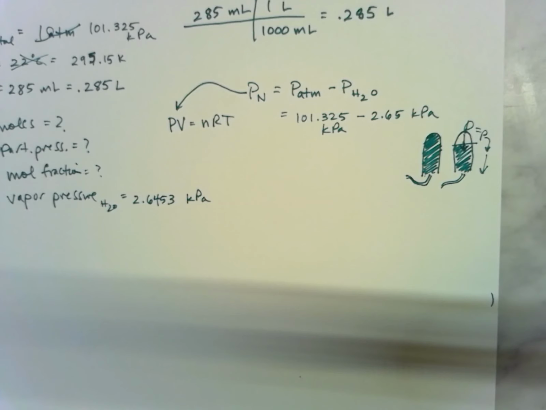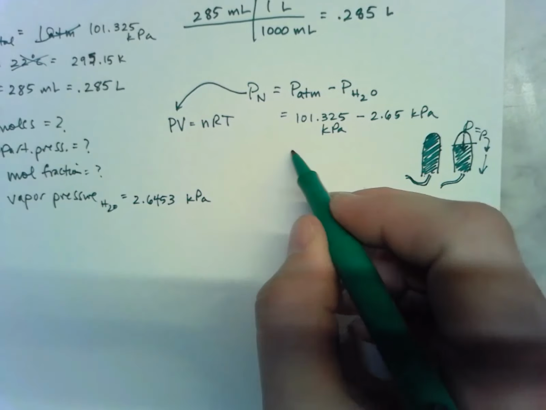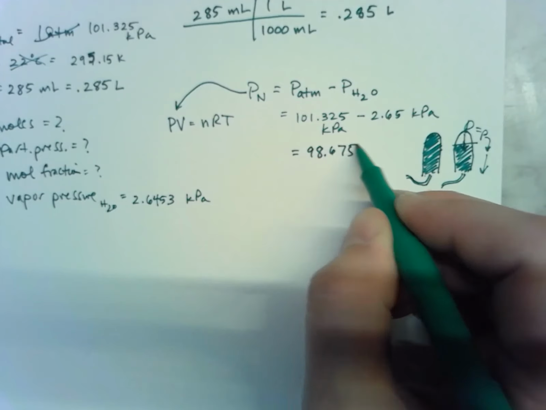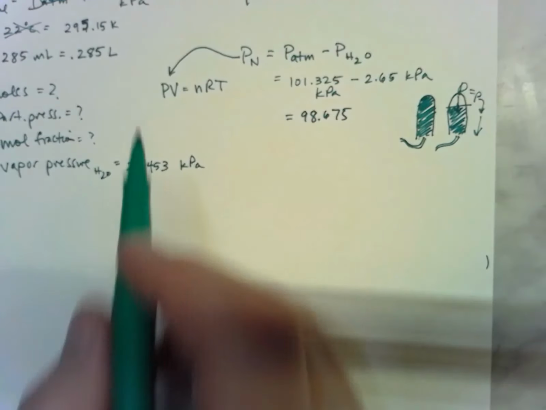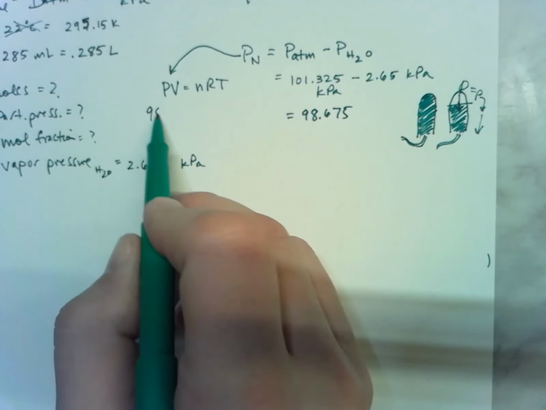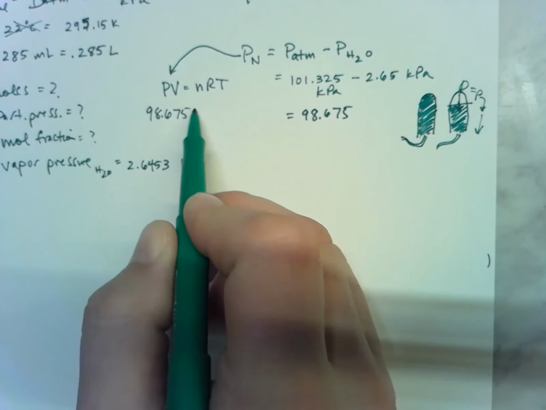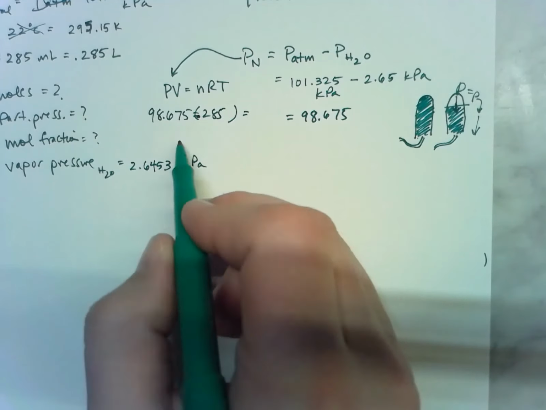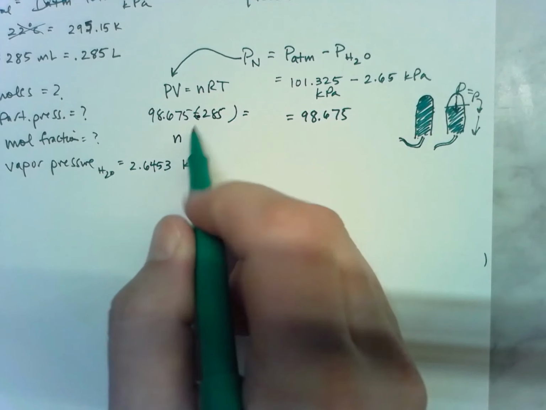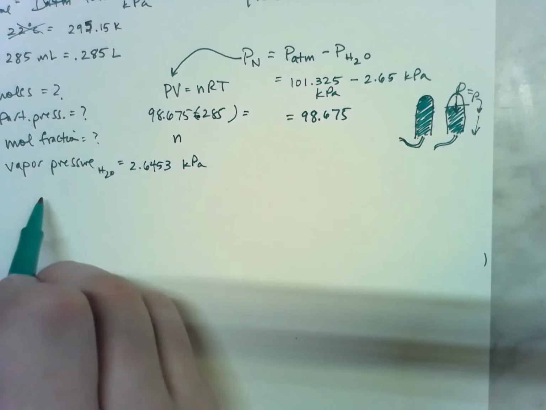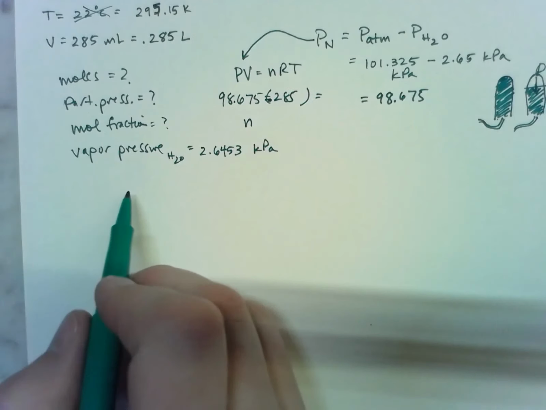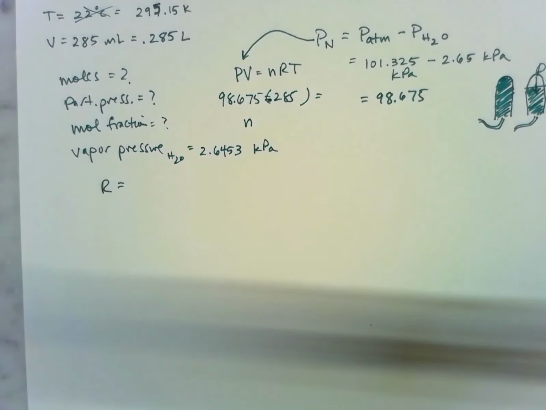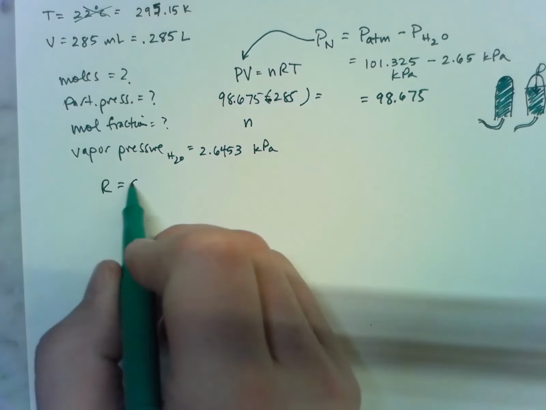101.325 minus 2.65, and that's 98.675. Okay, and we'll plug that in here. Sorry, times 0.285, and we're looking for the number of moles. All right, and R we need to get. We're going to do kPa and liters. So once again, we flip back to 235, and that's 8.314.